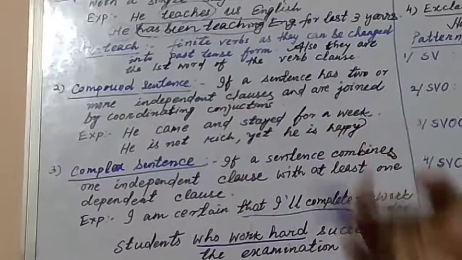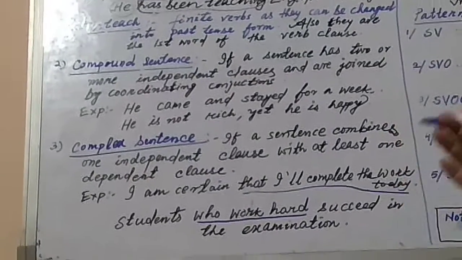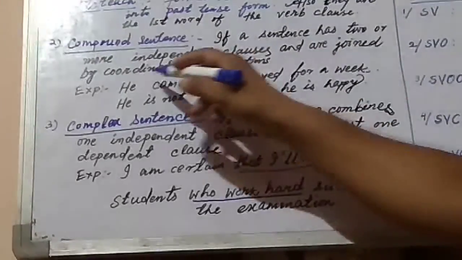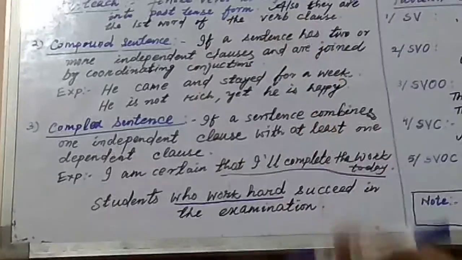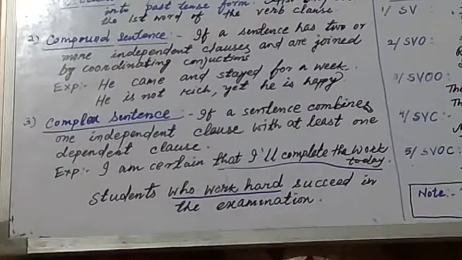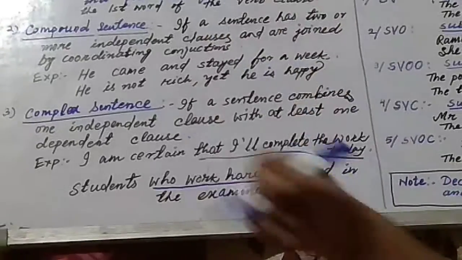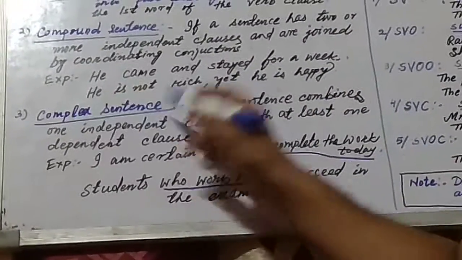So when independent sentences are connected with coordinating conjunctions, they are known as compound sentences. But, or, either or, neither nor, these are the coordinating conjunctions or coordinators. Okay. Now let us see the complex sentence.